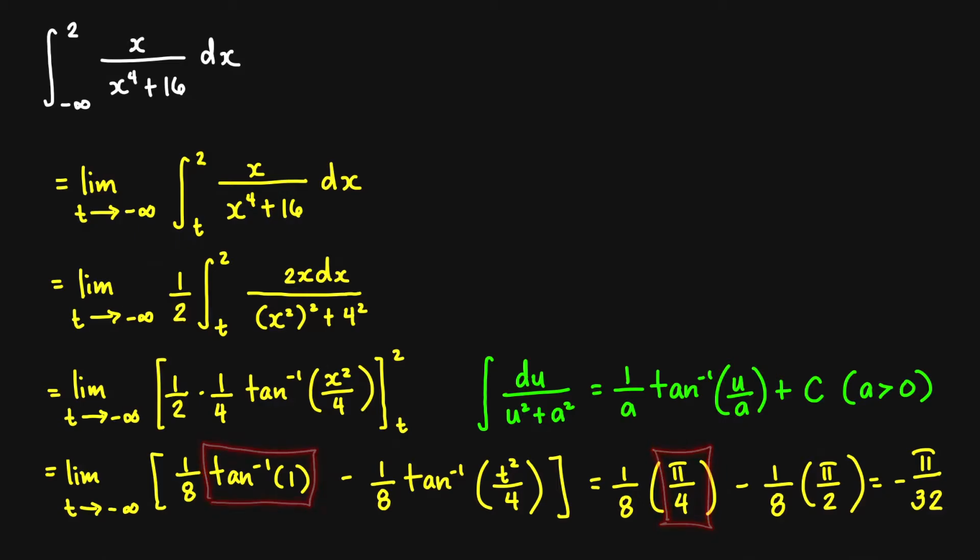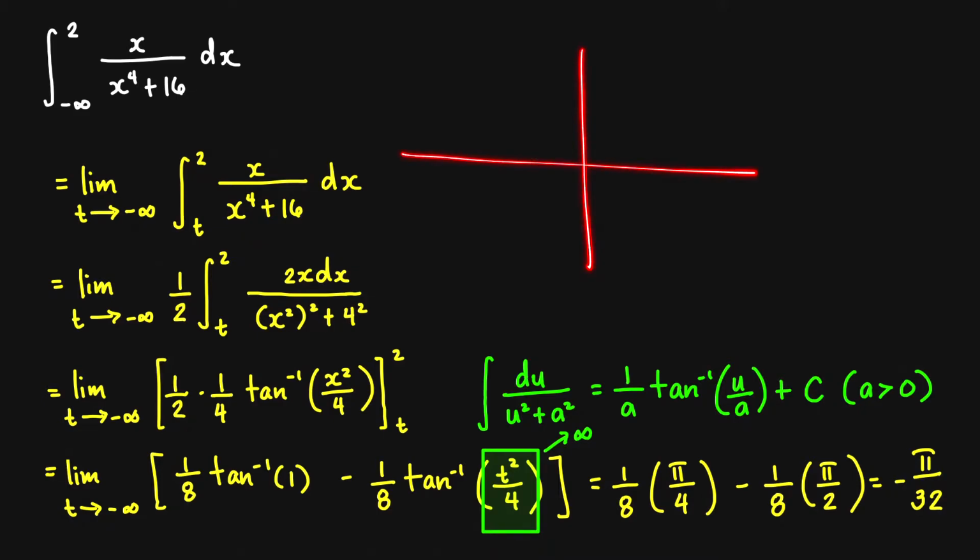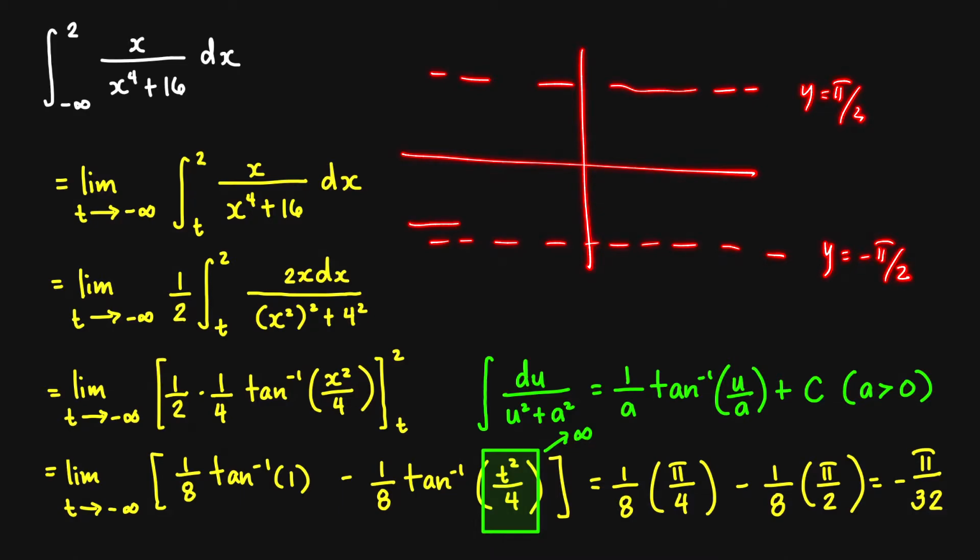Now, how about tangent inverse of t squared over 4 as t approaches negative infinity? As t approaches negative infinity, this expression approaches positive infinity. So what happens to tangent inverse as the input approaches infinity? If we go back to the graph of tangent inverse, it looks like a cube root function, but it has horizontal asymptotes, y equals pi over 2 and y equals negative pi over 2. So the graph looks something like this.